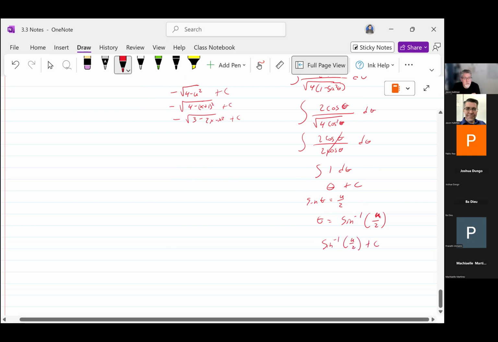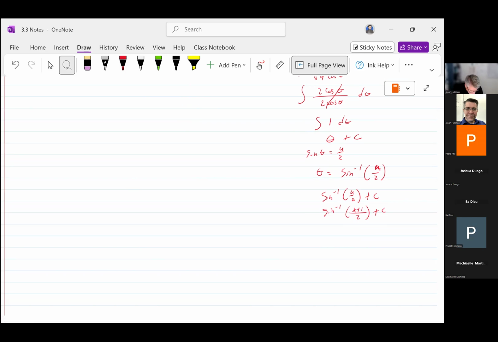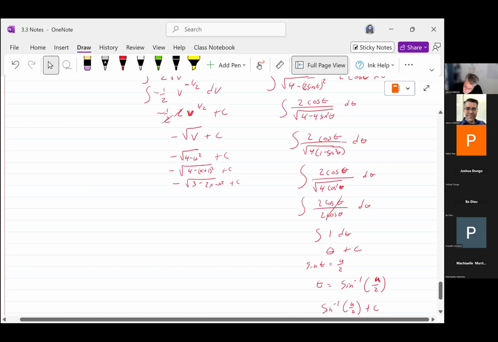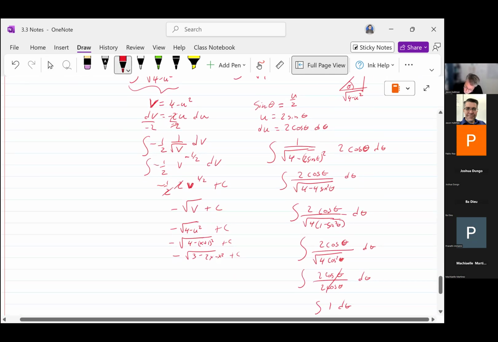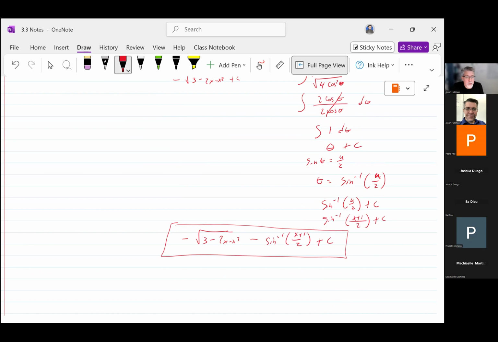But what was u? u was x plus 1. So this is the inverse sine of x plus 1 over 2 plus c. If we put it all together, a constant plus a constant is a constant, so we just get one constant. This is going to become negative square root of 3 minus 2x minus x squared minus, because we are subtracting here, right? Yeah, we're subtracting from the top. Minus the inverse sine of x plus 1 over 2 plus c. And that is number 5 in section 3.3.